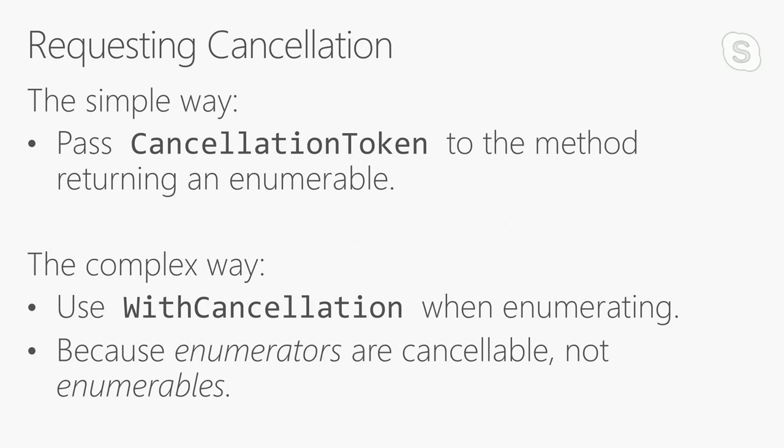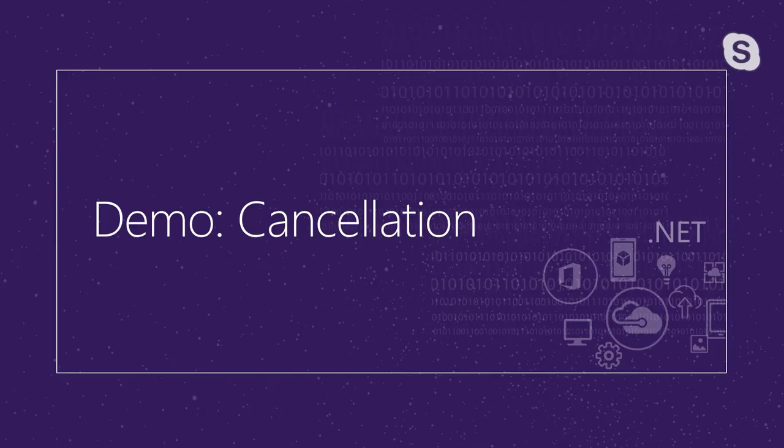And then when you're ready to cancel, or when you call an enumerator and you want to pass the cancellation token into it, the easy way is you just pass the cancellation token straight in. But sometimes there are some scenarios where you can't do that. And so in that case, there is a WithCancellation extension method. And just a super fast summary of why, it's because enumerators are cancelable and not enumerables. So I'm not going to get into all the details there, but that's the overlying reason of why there's a WithCancellation overload.